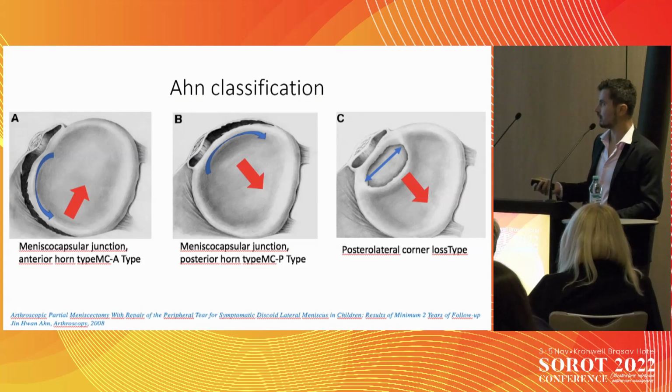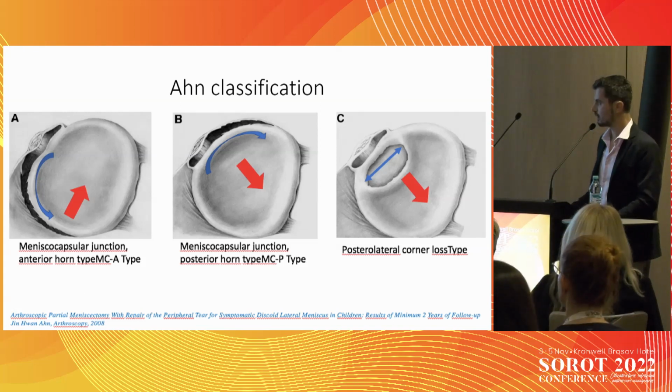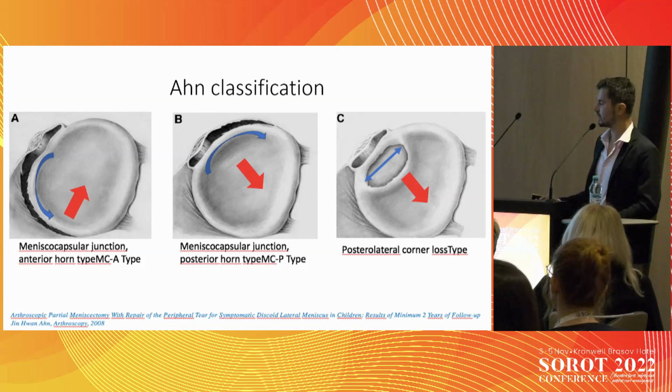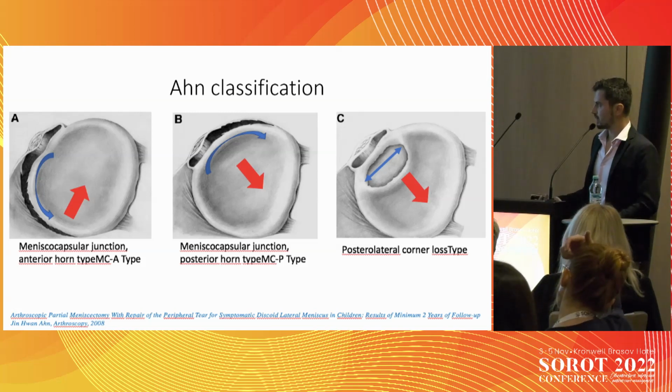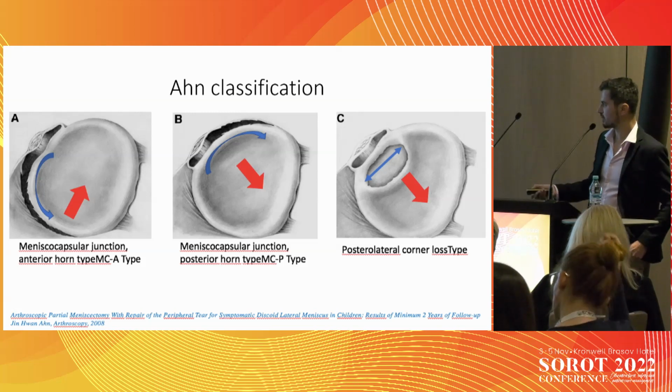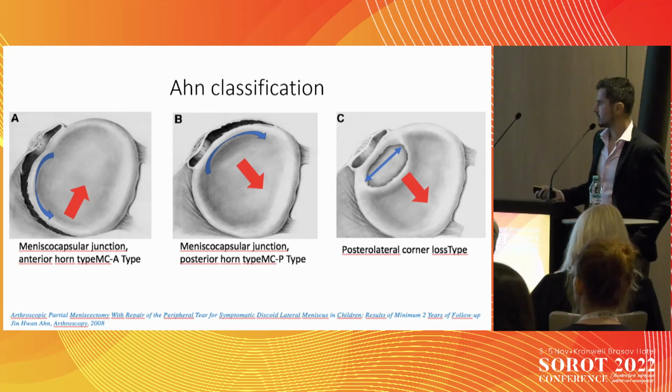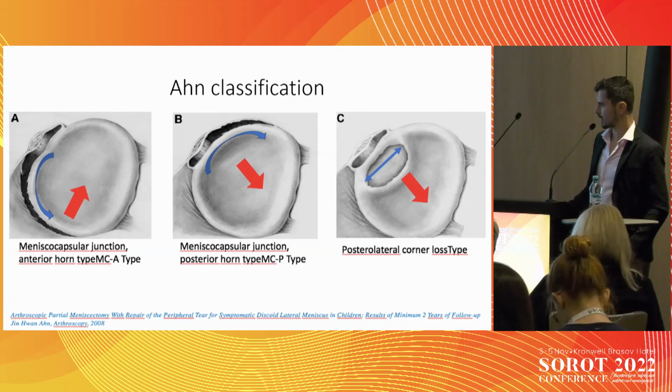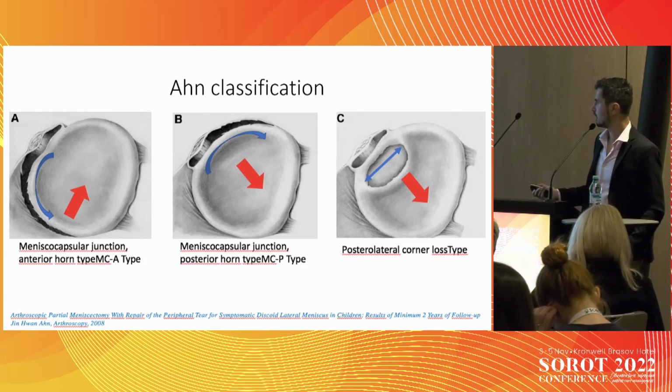And depending on the type, with a classification, we have three types, A, B, C. For the A, it's a meniscocapsular junction anterior with anterior instability. And for the B, it's a meniscocapsular junction posterior, so posterior instability. And for the C, it's posterior, but there is also a problem with the popliteus region.